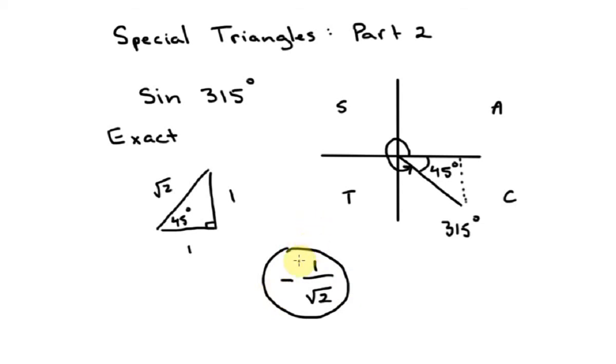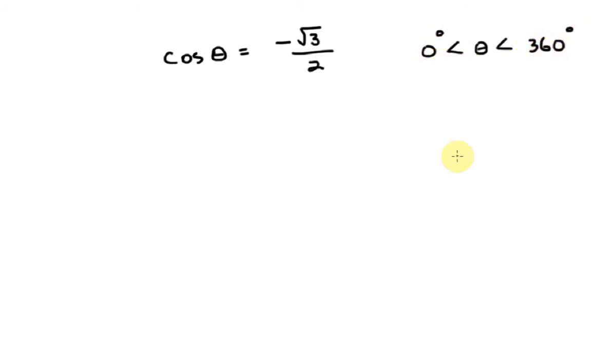I'm going to do one more example here, a slightly different question. We want to figure out what theta is given the following information: cos theta is equal to negative root 3 over 2. And we want, of course, theta to fall between 0 degrees and 360 degrees.